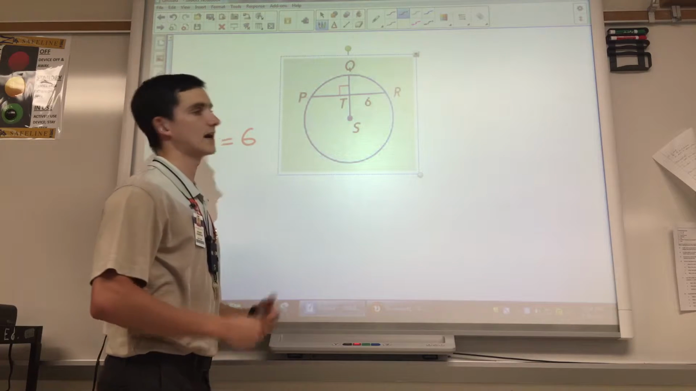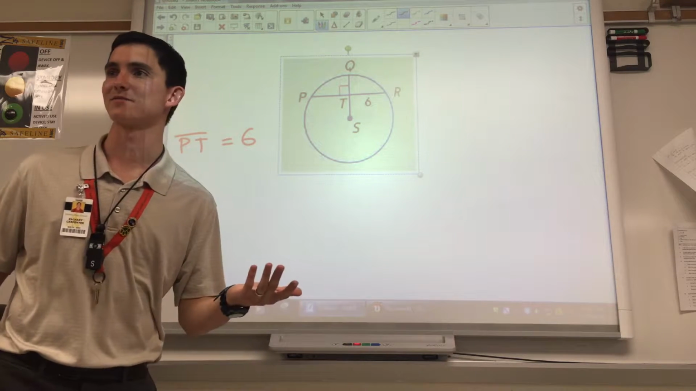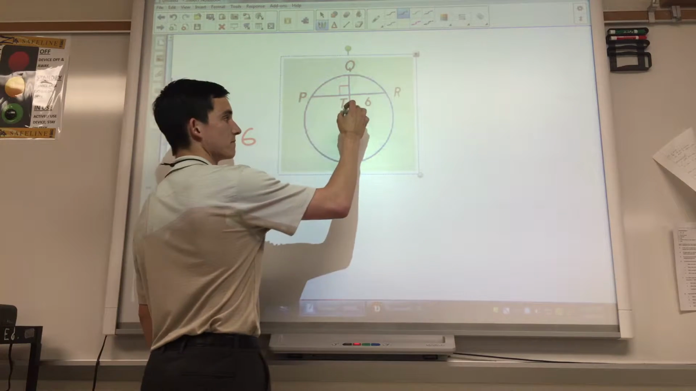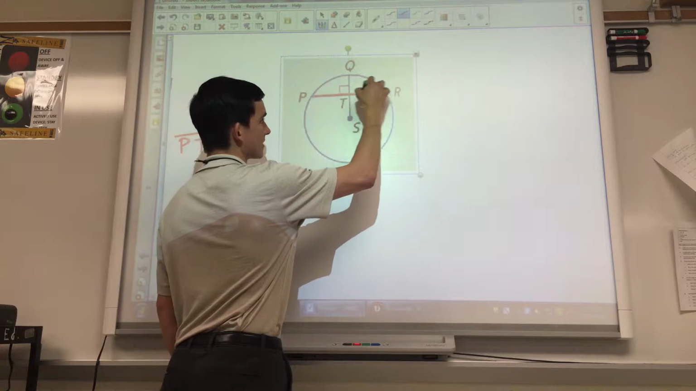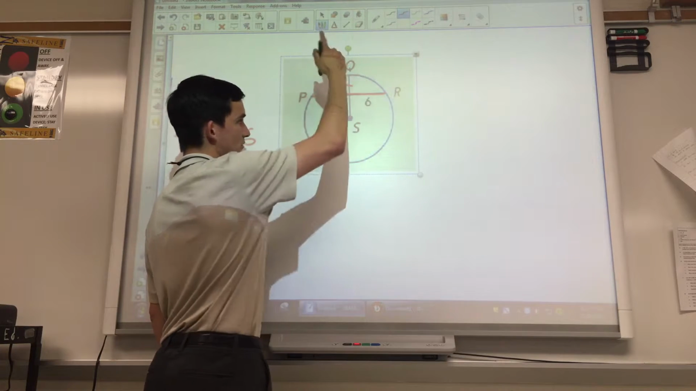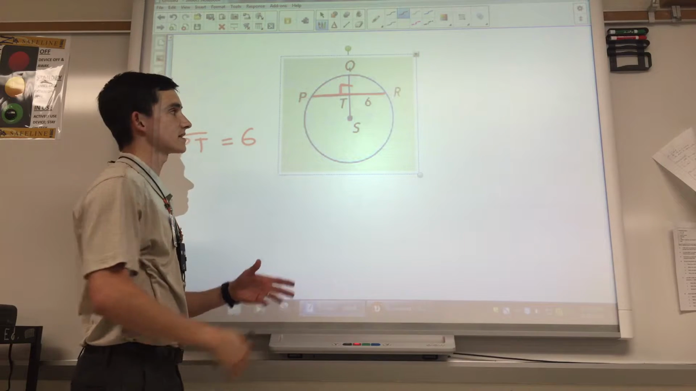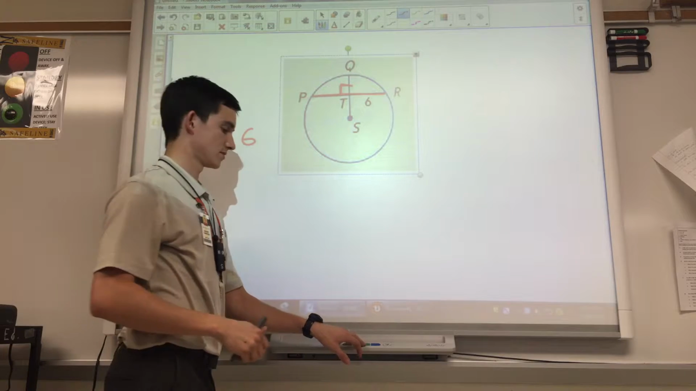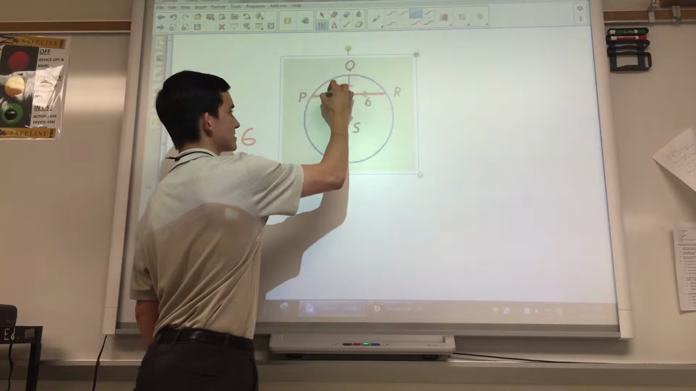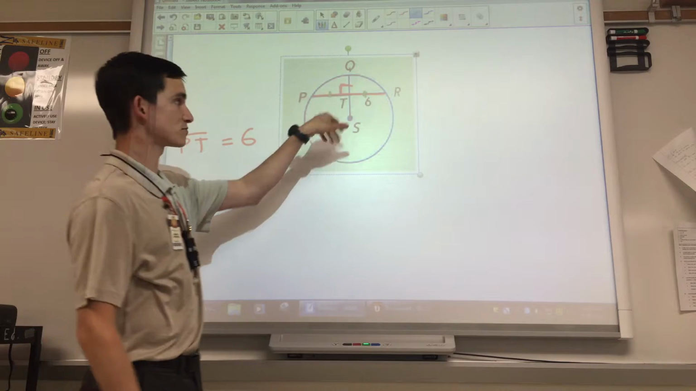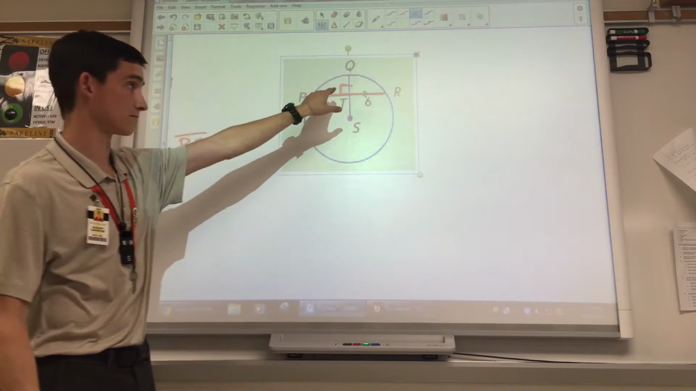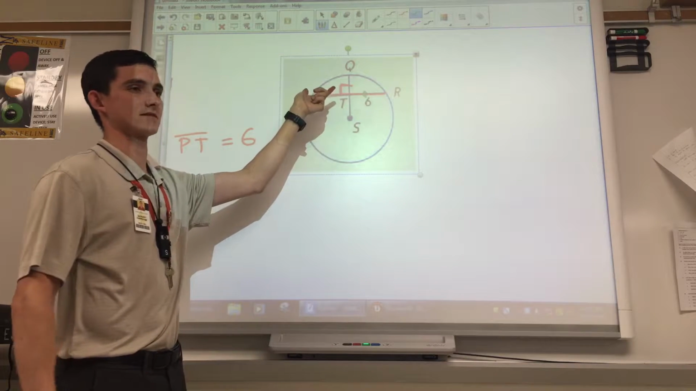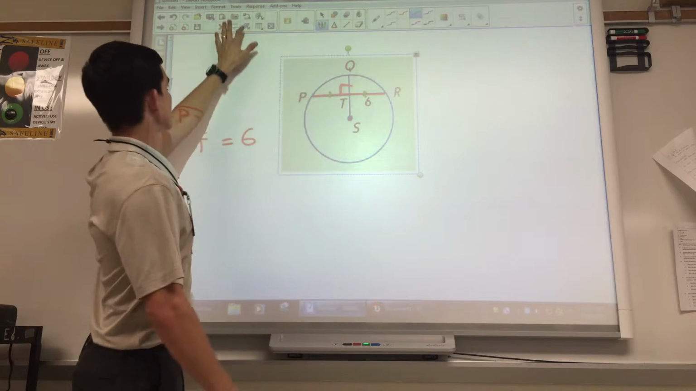Honestly, you guys said quite a few things, so I'm just going to tell you the answer. I don't know who said the right answer and who didn't, and that's fine. Remember, there's a theorem that if you have a chord that is perpendicular to a radius or a diameter, then that radius or diameter bisects that chord. So this has to be the same as this if it's perpendicular. So if that's 6, then that has to be 6. Okay, we're good there? Just quick review.